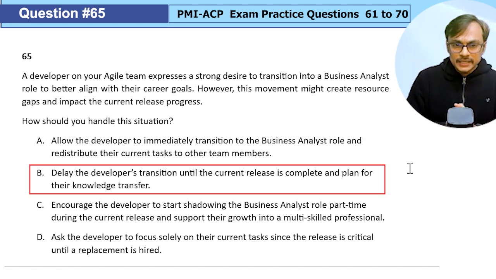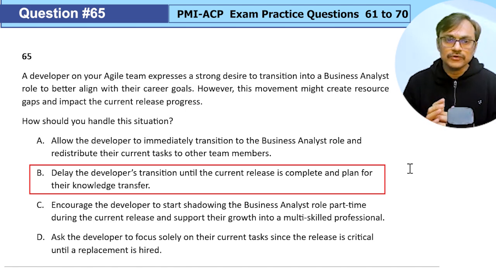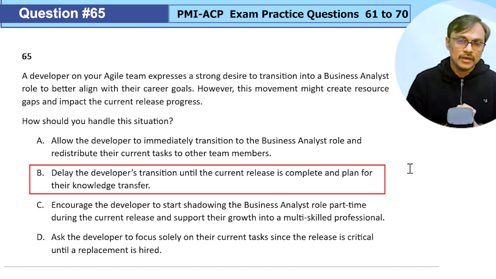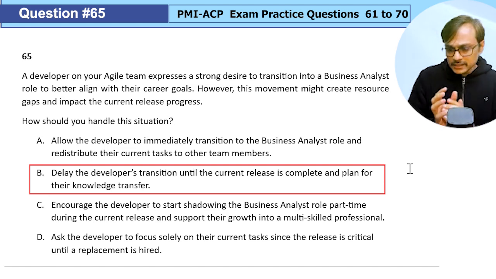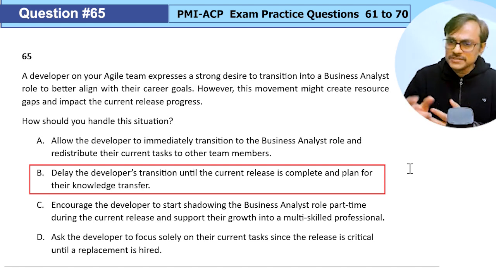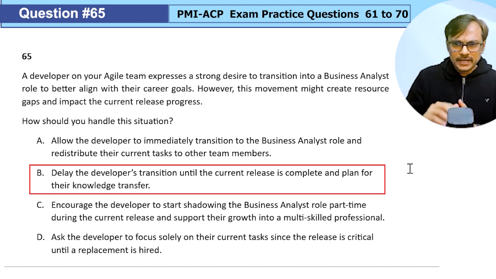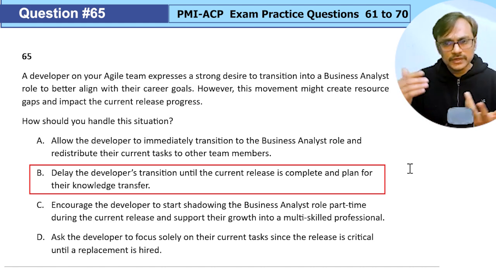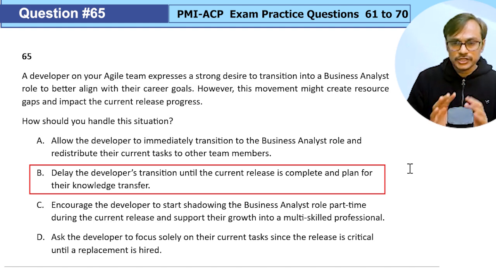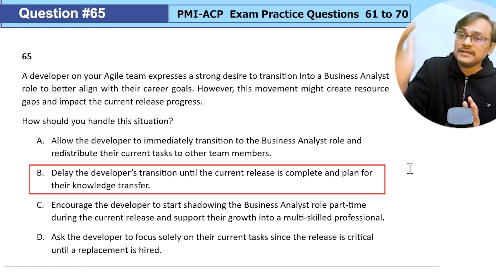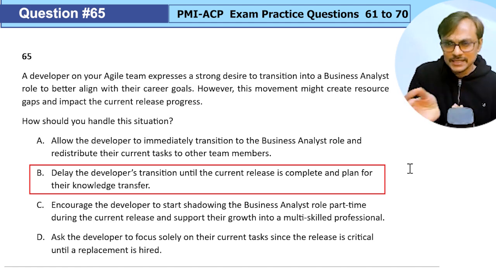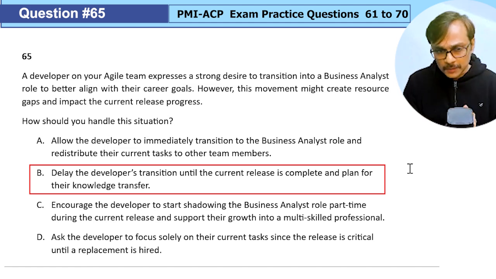Option B, delay the developer's transition until the current release is completed and plan for their knowledge transfer. So this one is okay, but what we are missing here is I'm not respecting the person's opinion. I'm saying let's wait for one release and then you transition your developer work and then we'll move forward. Not a bad idea in general, but if it had an option talking about how during this time I will grow you so that you will be ready by the next release, that part is needed here. Let's see if we have that part in other options.